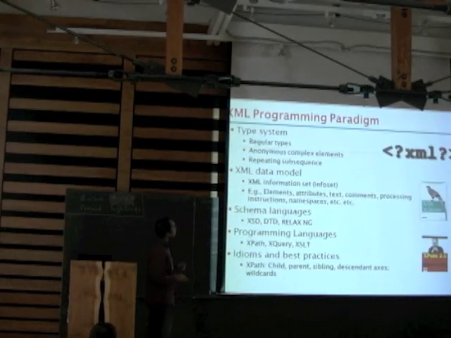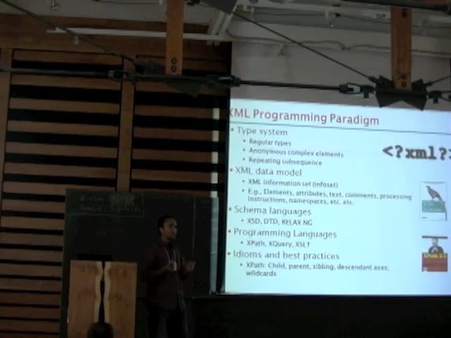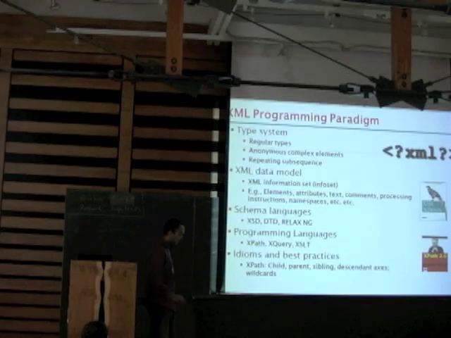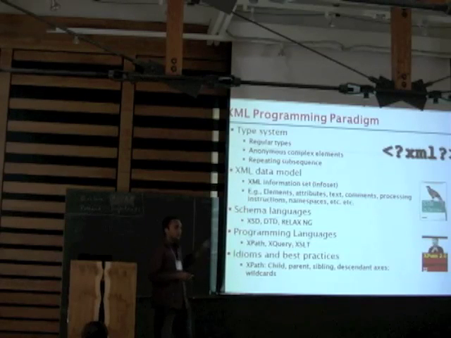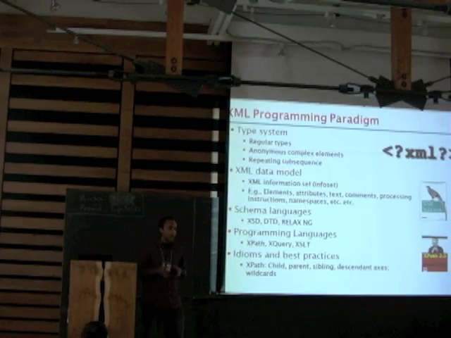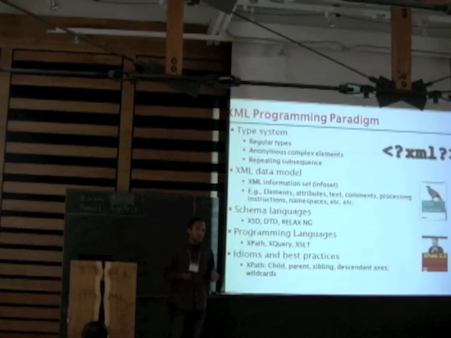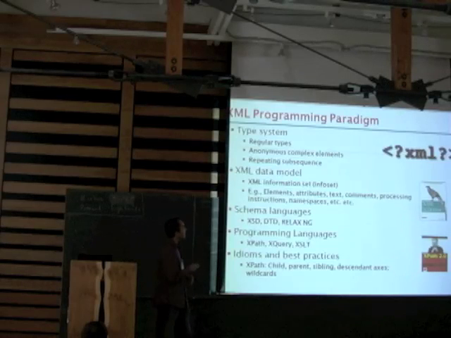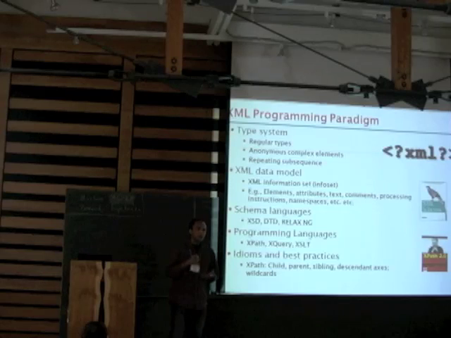So I have picked up on certain idiosyncrasies of XML programming. If you look at the type system, there are regular types, anonymous complex elements, and repeating subsequences. These are kind of esoteric features in XML. I don't expect you or anybody to understand what those are, but they are kind of eccentric things, and they are not found easily in object-oriented languages. Then you have the XML data model, which is standardized as the information set, in short, infoset. Those are basically elements that you are probably familiar with: elements, attributes, text, comments, and processing instructions. These are the things you can have in an XML document.